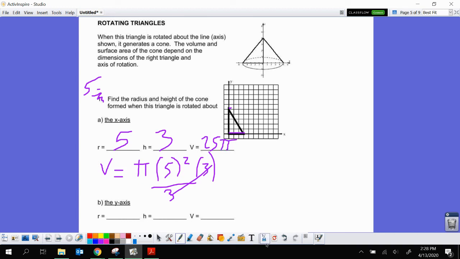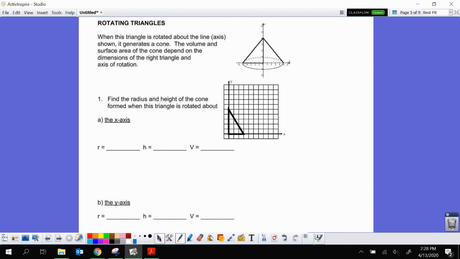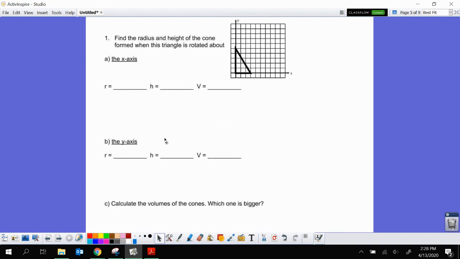Okay, so now, same thing, except instead of rotating over the x-axis, we are going to rotate this baby over the y-axis. And so if I think about flipping this over the y-axis, it's going to look like this. And so we have this cone now where our radius is now 3 and our height is now 5.